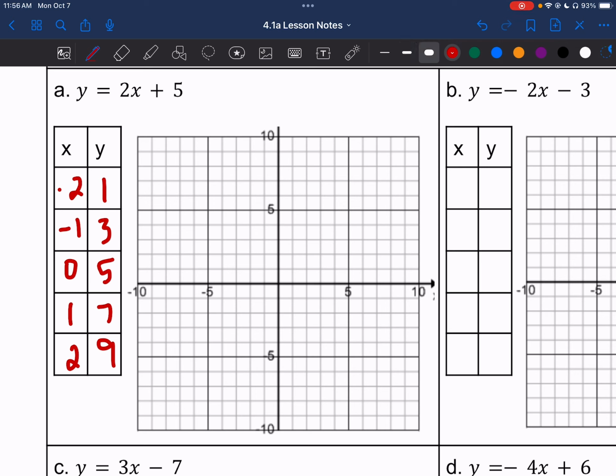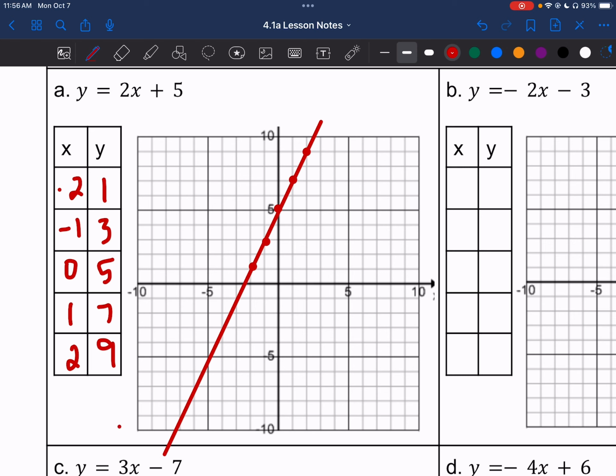And now we're going to graph these points on our grid. So we have -2 and 1. We have -1 and 3. We have 0 and 5. We have 1 and 7. And we have 2 and 9. And now we're going to connect these with a line.